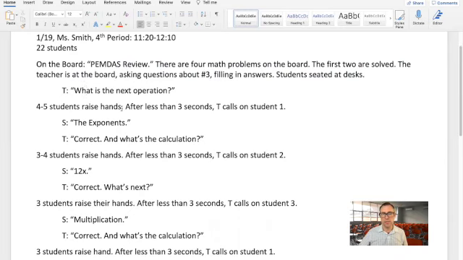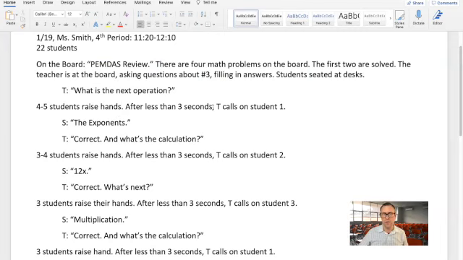How many students raise hands when she asks a question? In this case, it's 4 to 5. Exact numbers aren't the most important thing. Just a general idea. Is it 4 to 5? Is it 9 to 10? Or is it all 22 students that are in the class? It gives us a good indication of how many students are raising their hand.